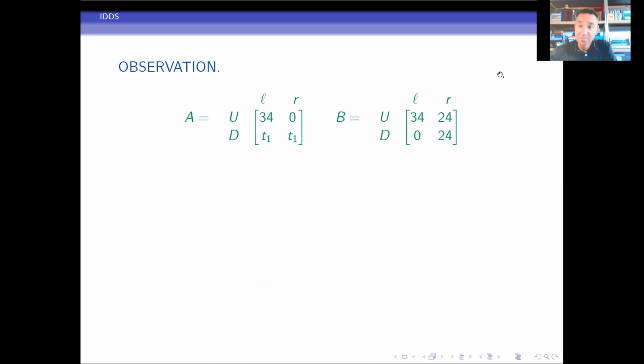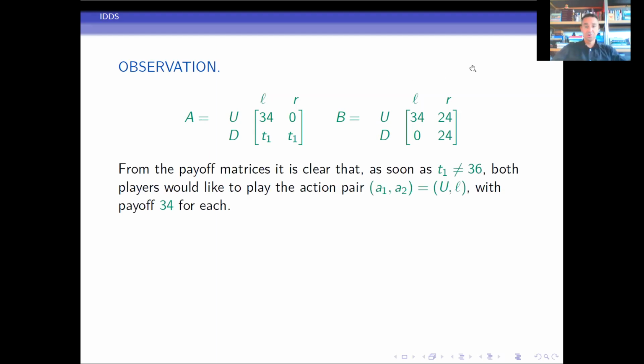Okay, so how does it work in this specific example? Here are the payoffs for the game again. What you should observe here is that as soon as type one, T1, is not 36, so 32 or 28 or 24, then both players would rather have UL above all other outcomes. They both prefer that, right? If T1 is 32 or smaller, then of course you would rather have 34. And in matrix B, the 34 is already higher than any other payoff. So for any type other than 36, both players strictly prefer the outcome UL over any other outcome.